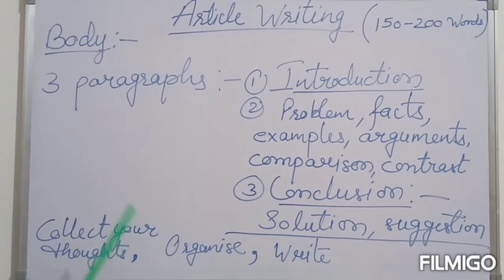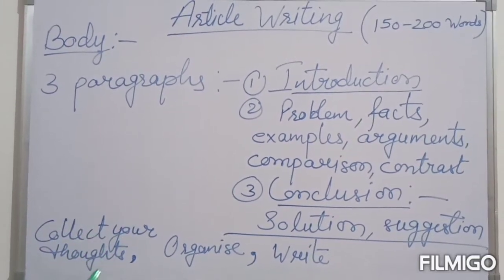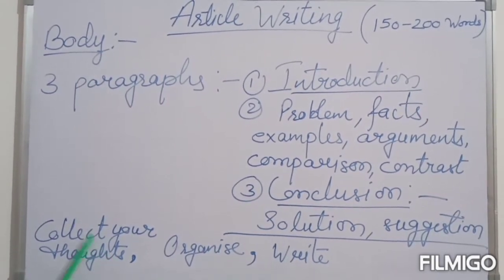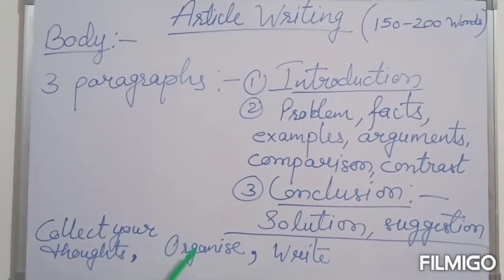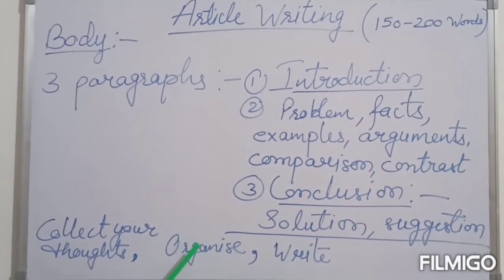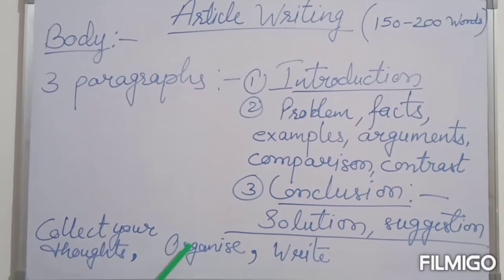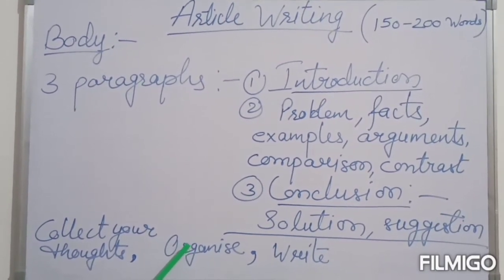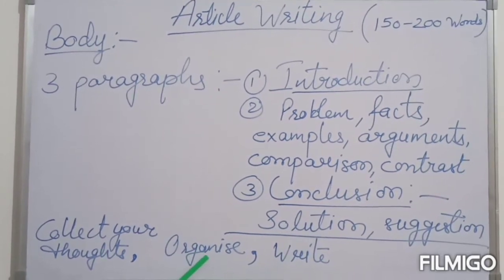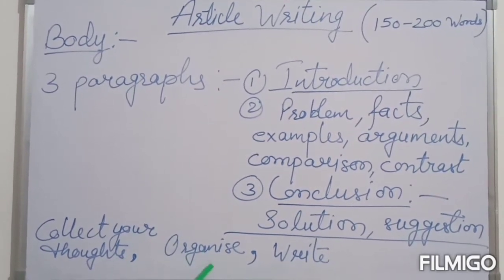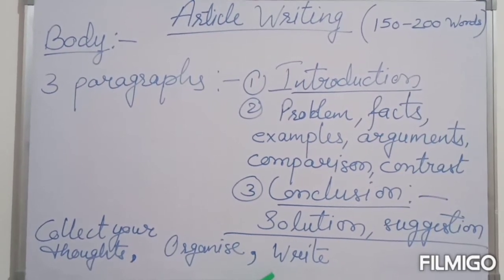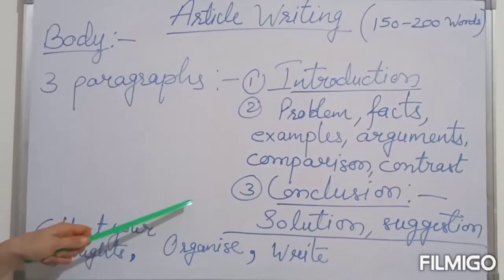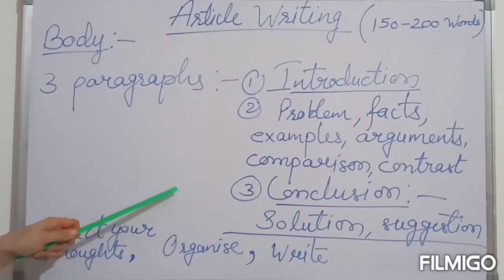Now, what you have to do to write the body part is to collect your thoughts. First of all, when you see the question in the exam, just give it a few seconds of thought. In that, you have to think about what you have to write. That is the collection of your thoughts. After that, you have to organize your thoughts in a proper, sequential order, what thing you have to write first and what it should be followed by. So it should be properly organized, and then after doing these 2 tasks, you have to start to write the article. Now children, to make this body part clearer to you, we'll see an example of article writing.